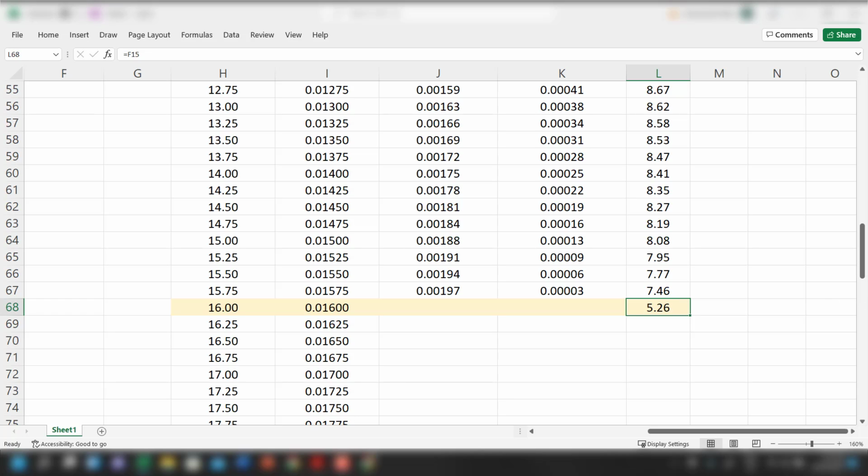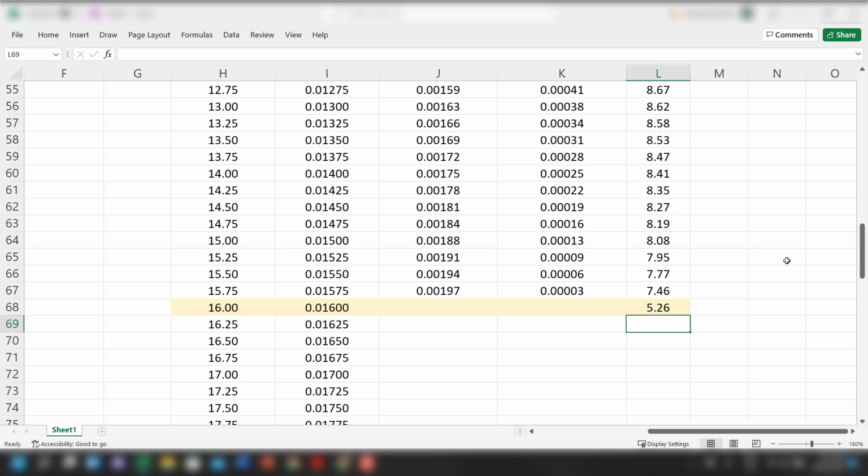Okay, what about after that? So what should we do after that? How are we going to calculate the pH? Now we know that after that, the pH is largely due to the extra amount of hydrochloric acid we have added into the system.